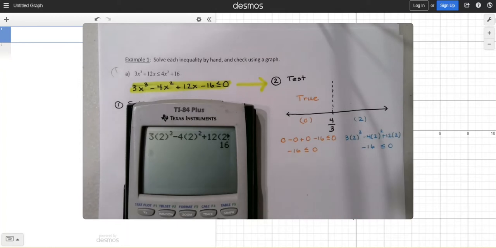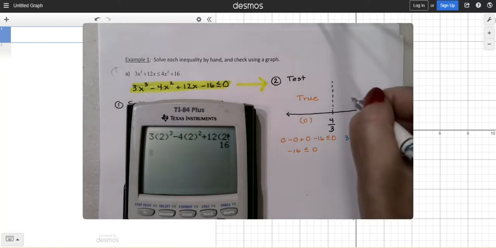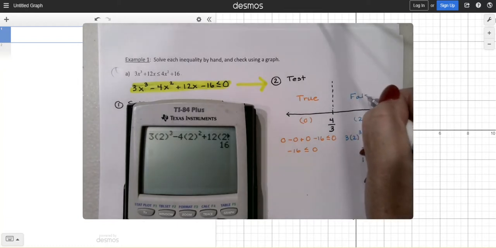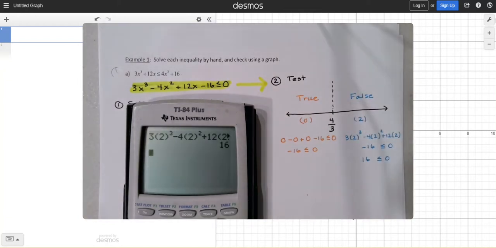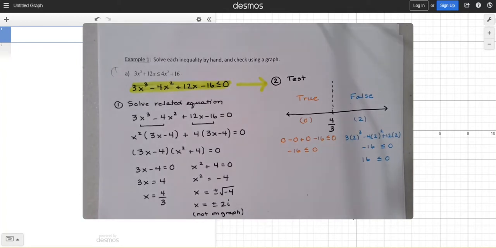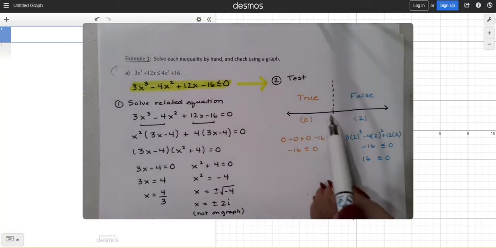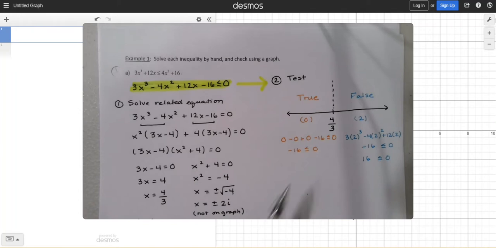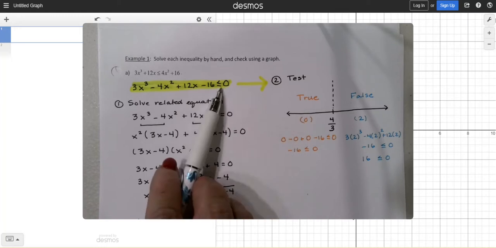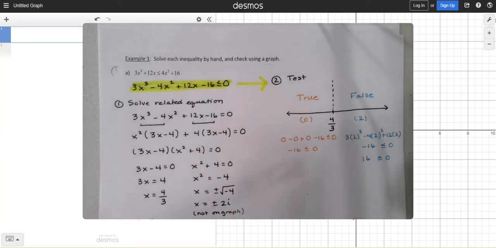All of that, when I simplify it, gives me positive 16 less than or equal to 0, and that is definitely false. So without looking at the graph, I know that any numbers smaller than 4/3, we really will get something below the x-axis. Smaller than 0, my inequality is true. As soon as I go past 4/3, I'll be above the x-axis. That will no longer be true.